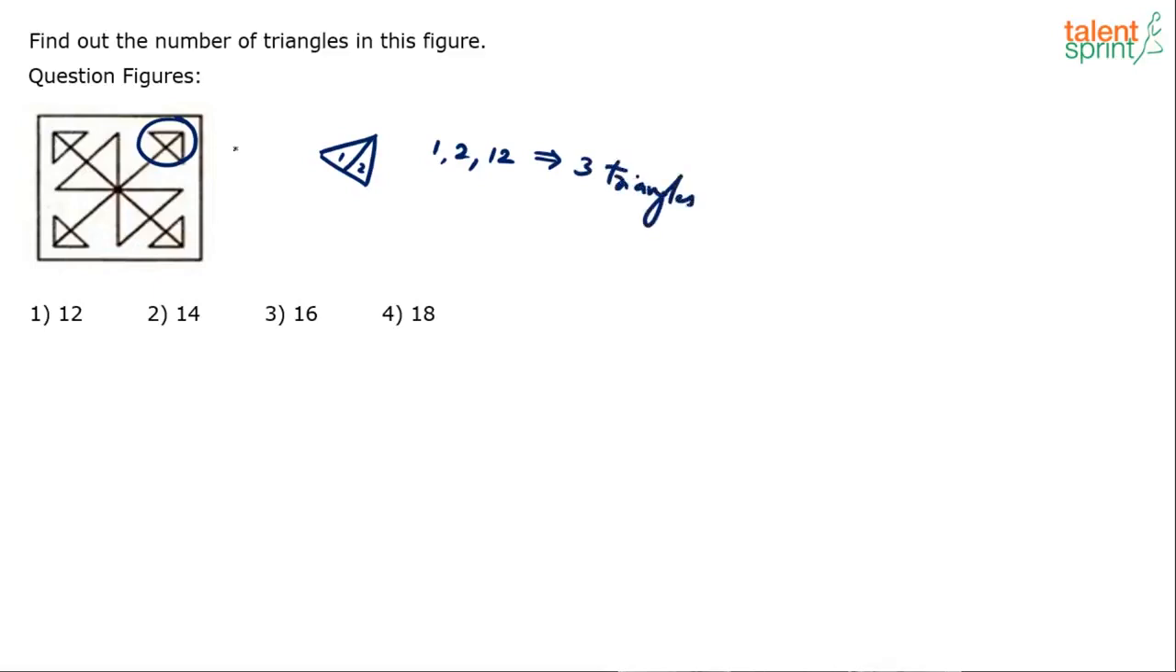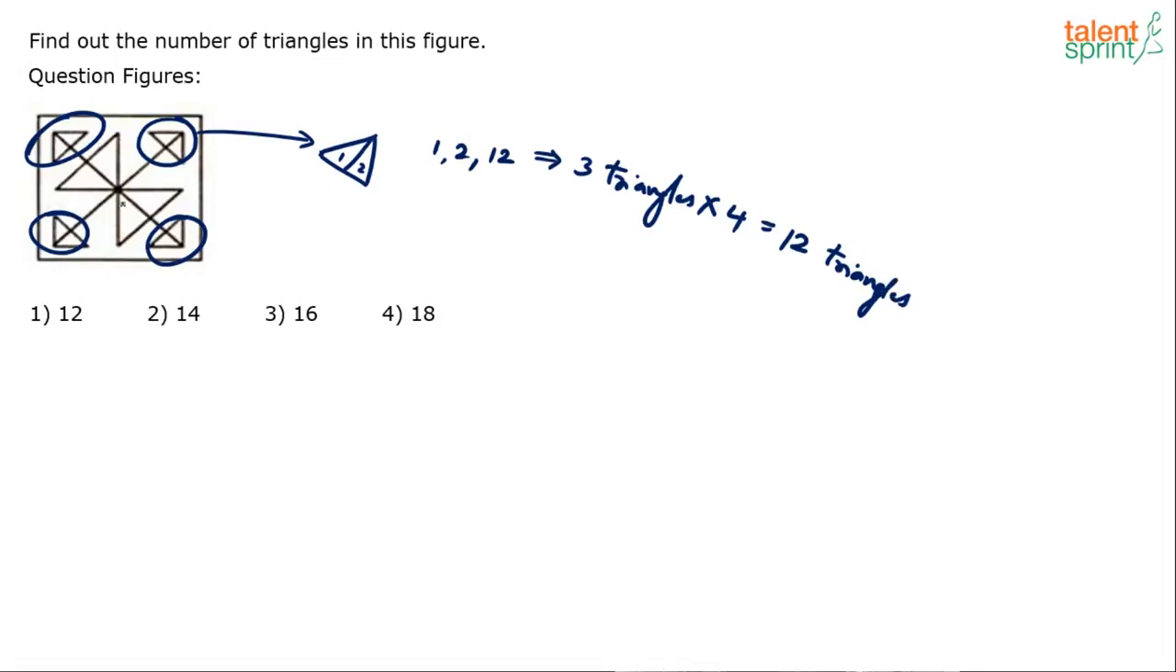We have chosen only one of the legs, right? How many triangles did we find? 1, 2 and 1, 2. 3 triangles. And 3 triangles in each of these 4 legs. So that makes it 12 triangles straight. 3 into 4, 12 triangles. 12 triangles are available there itself.